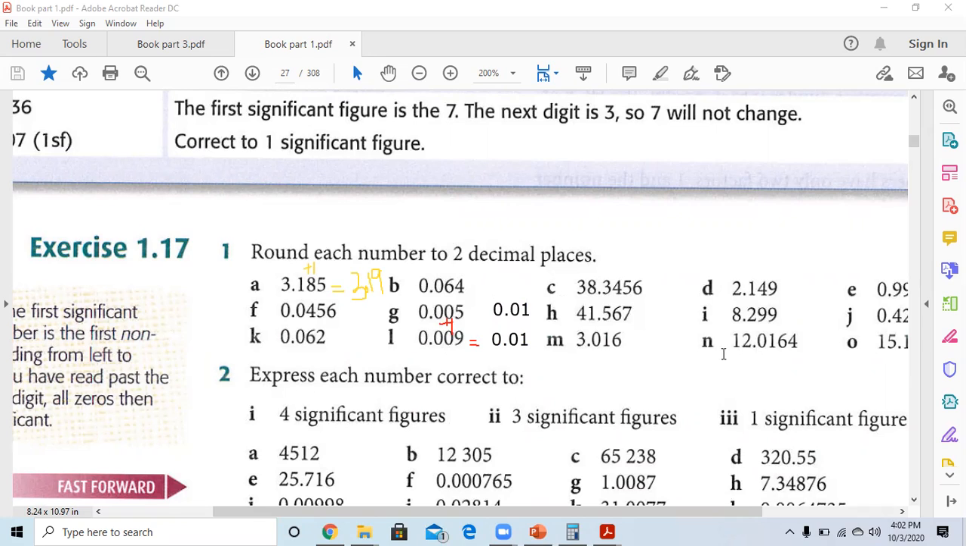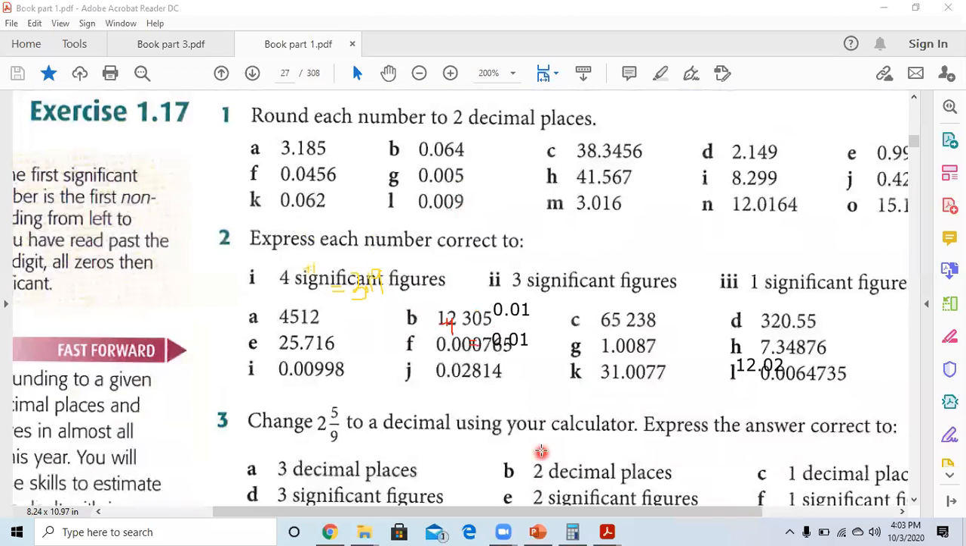Now this one, the last part. After the point we need two digits, and then we see the third digit is 6, so we add 1 again. So what I write here is 12.02. Okay, so like that you just solve all these numbers, and let's go down and solve the other part. Now I erase the previous one.